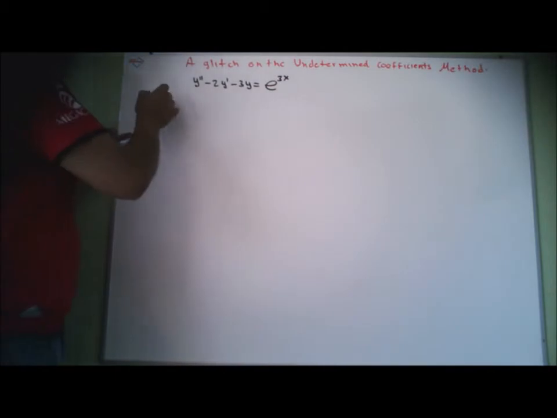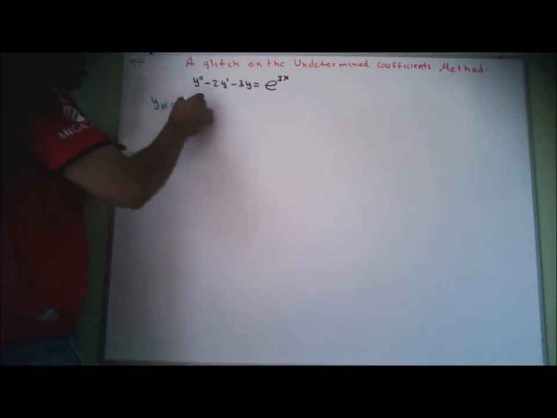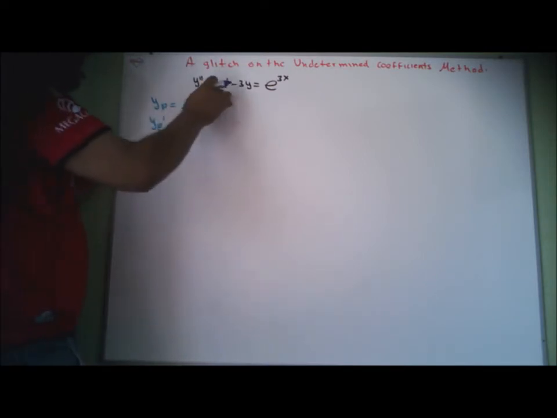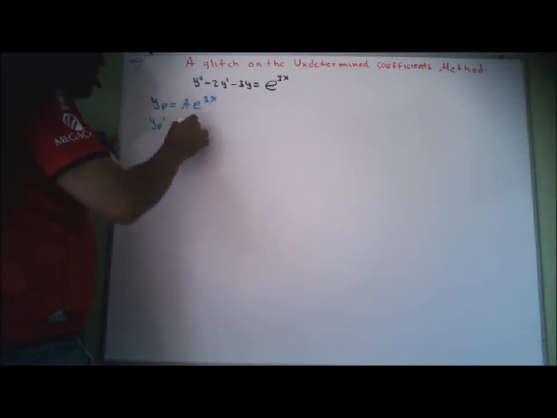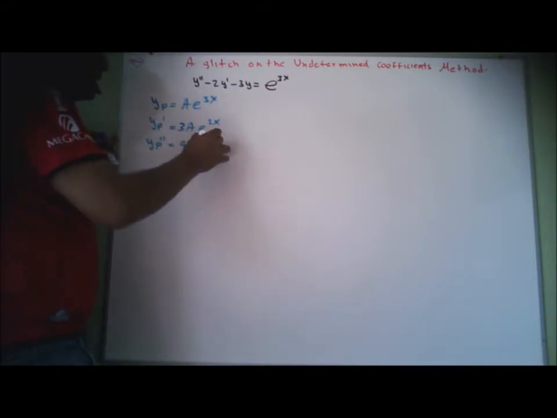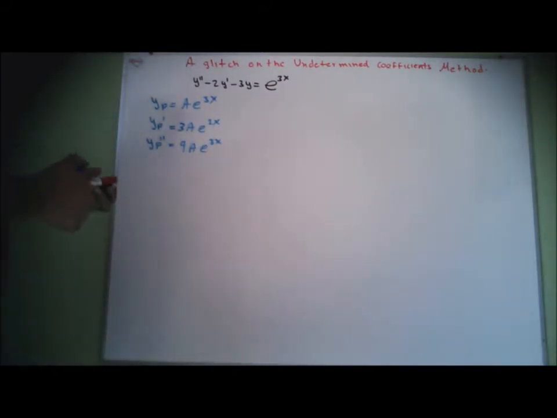Okay, so let's propose the particular solution. It is exponential of 3x, so it's a very simple proposal. So the particular solution should be a exponential of 3x. Now we have to calculate the first derivative to plug in here. So it's going to be 3a exponential of 3x, and the second derivative is going to be 9a exponential of 3x. Okay, so it should not be a very long problem.